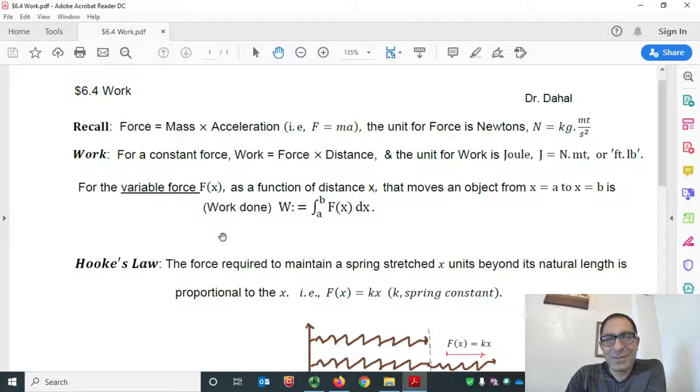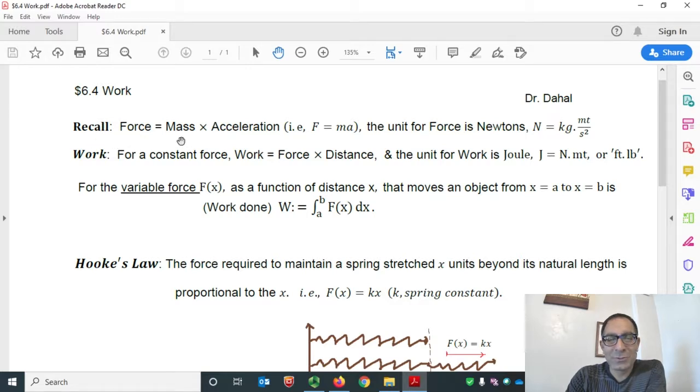Hello everyone. In today's class, we will discuss one of the applications of definite integrals. We are computing work done by a force. So let me start the class right away. First, quick recall.